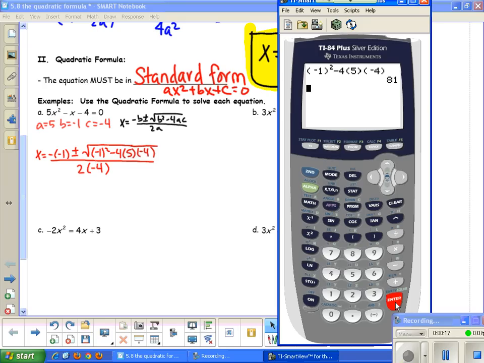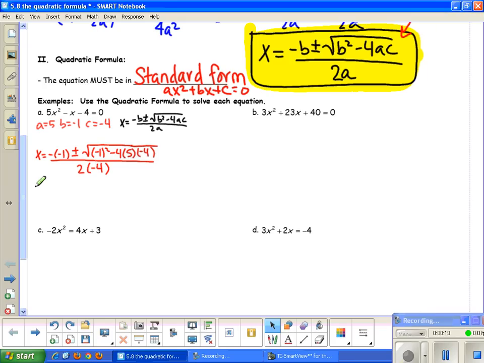So then that means over here I'm going to write x. x is equal to 1, because -1 becomes +1, plus or minus the square root of 81, all over 2 times -4, which gives me -8. I like doing that because we're going to learn that what's underneath the radical, which is called the discriminant, helps us figure out how many solutions we're going to have. So that's why I'm writing it like this.